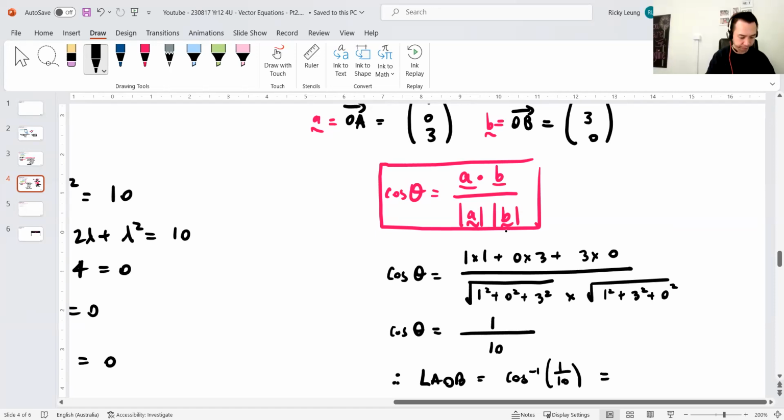Punch it on the calculator. To the nearest minute, 84 degrees and 16 minutes.